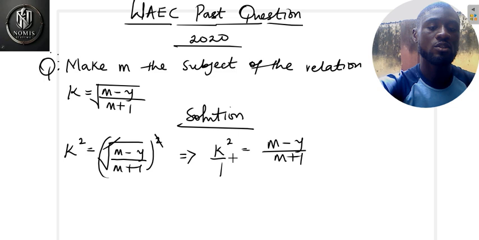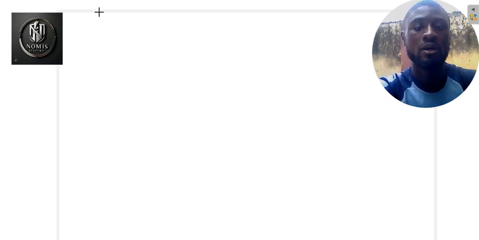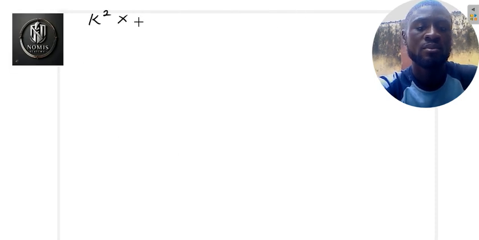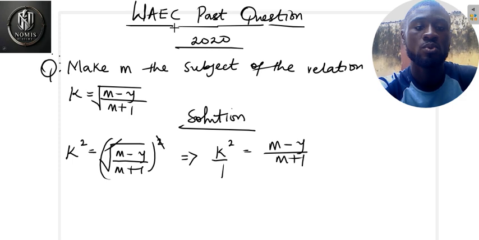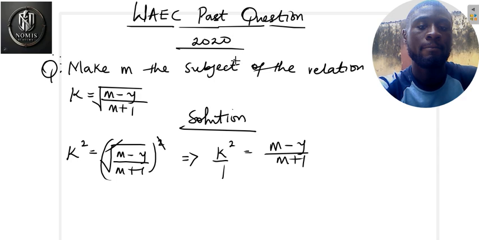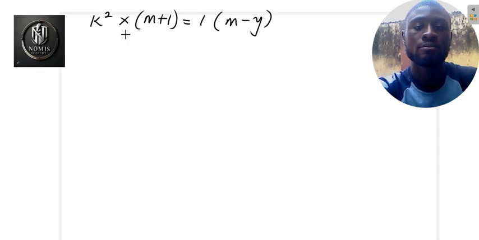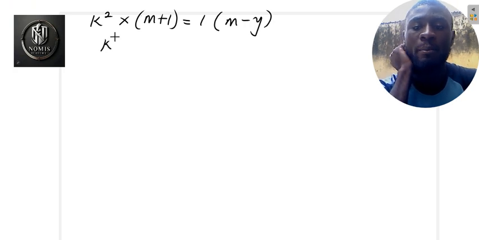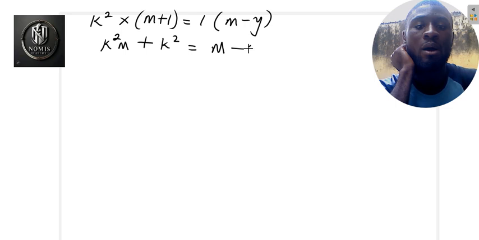K squared multiplied by M plus 1. So we are going to have K squared multiplied by M plus 1 in brackets, equal to 1 multiplied by M minus Y. To open the bracket, K squared multiplied by M gives us K squared M, plus K squared multiplied by 1 gives us K squared, equals 1 multiplied by M gives us M, 1 multiplied by minus Y gives us minus Y.